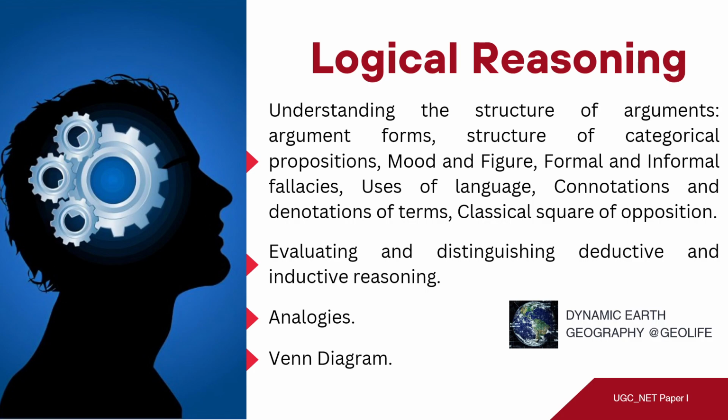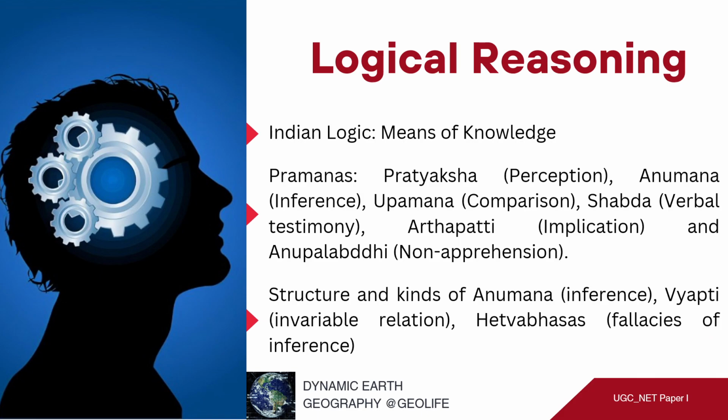Then pramanas, where some Sanskrit words will be there. Those are perception, inference, comparison, verbal testimony, implication and non-apprehension. Then structure and kinds of anumana, like inferences, invariable relationship. Then fallacies of inference. Those will be trickier questions that logical reasoning students will face, but in our classes we will try to simplify these pramanas and the kinds of anumanas, so it will be easier for your UGC NET exams. At least you need to score 4 out of 5 questions in logical reasoning. That will be helpful for your final cutoffs.